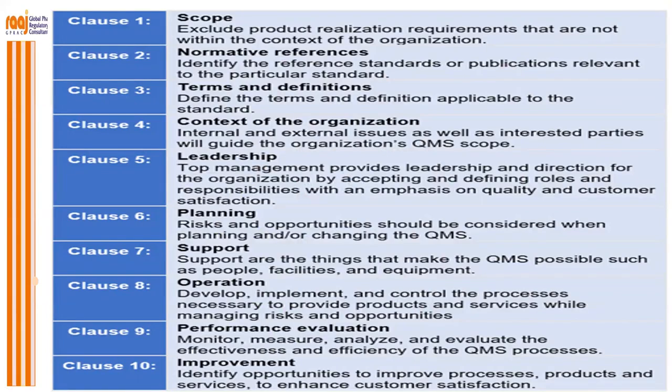So the clause wise differences, you will find these also on the internet. Clause one talks about the scope, which excludes product realization requirements that are not within the context of the organization. Clause 2 talks about the normative references, which identify the reference standards or publications relevant to the particular standard. Clause 3 talks about the terms and definitions, which are applicable to this standard.